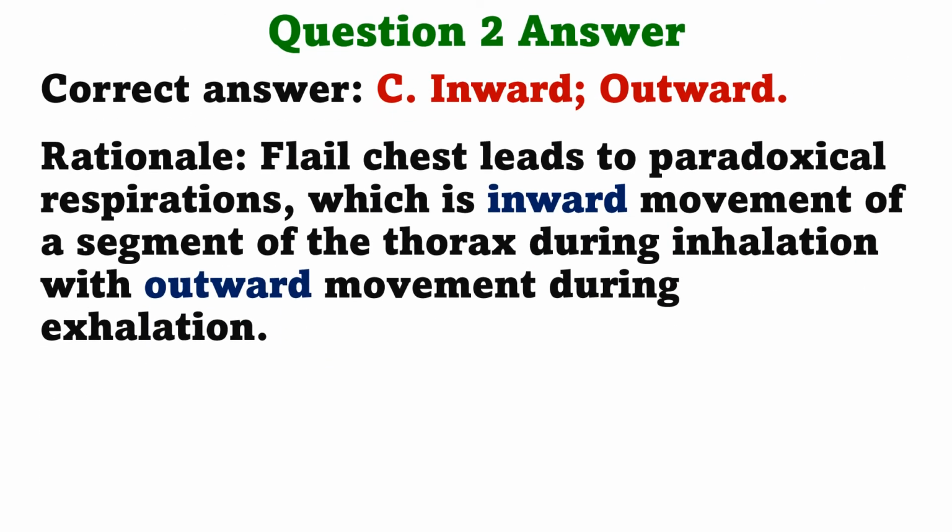The correct answer is C. Inward, outward. Rationale: flail chest leads to paradoxical respirations, which is inward movement of a segment of the thorax during inhalation with outward movement during exhalation.